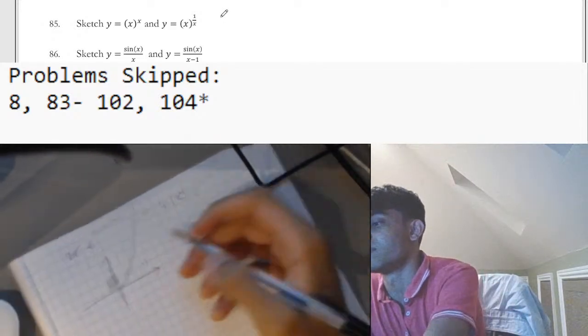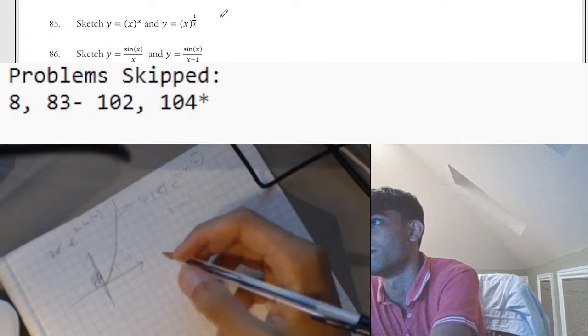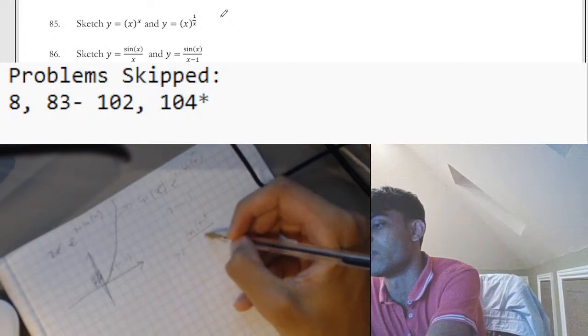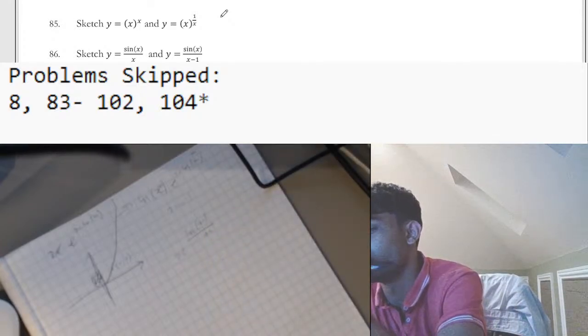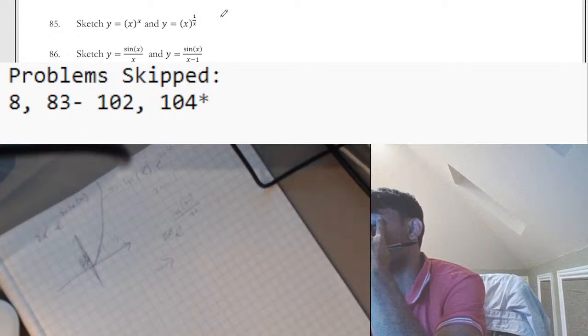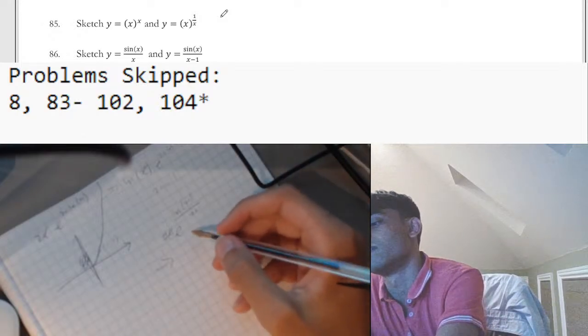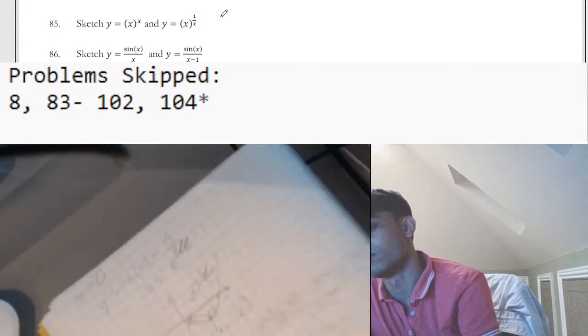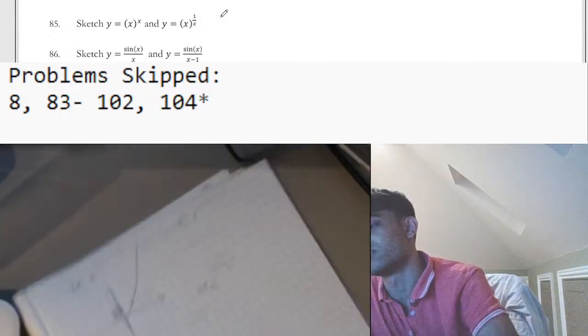And x to the 1 over x, well, that is e to the ln x over x. So you differentiate it and you get, again, you have to differentiate ln x over x, which we did somewhere. And we got 1 minus ln x over x squared.